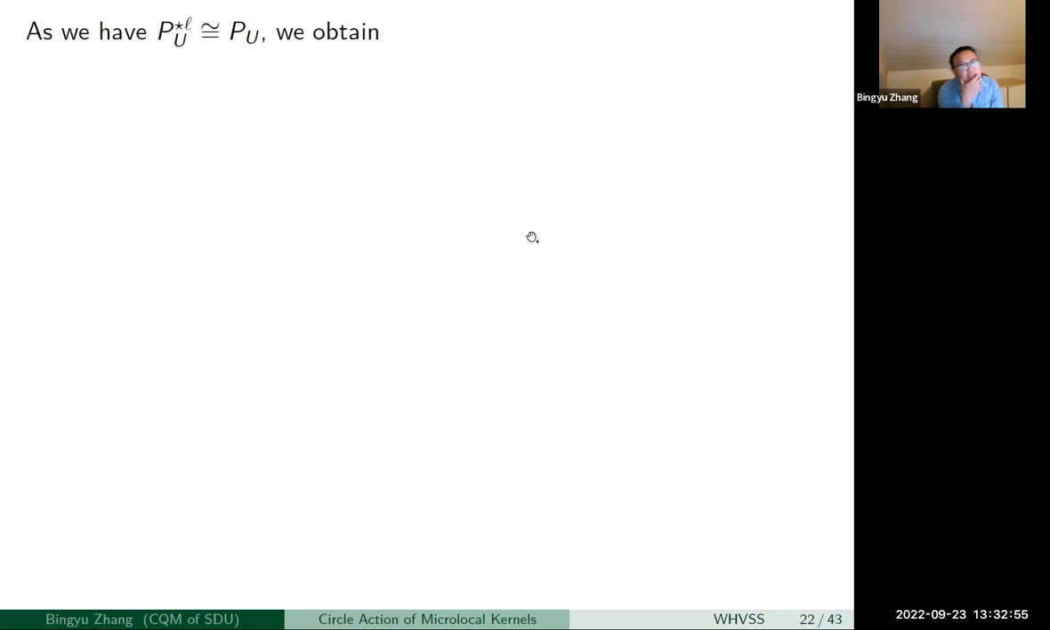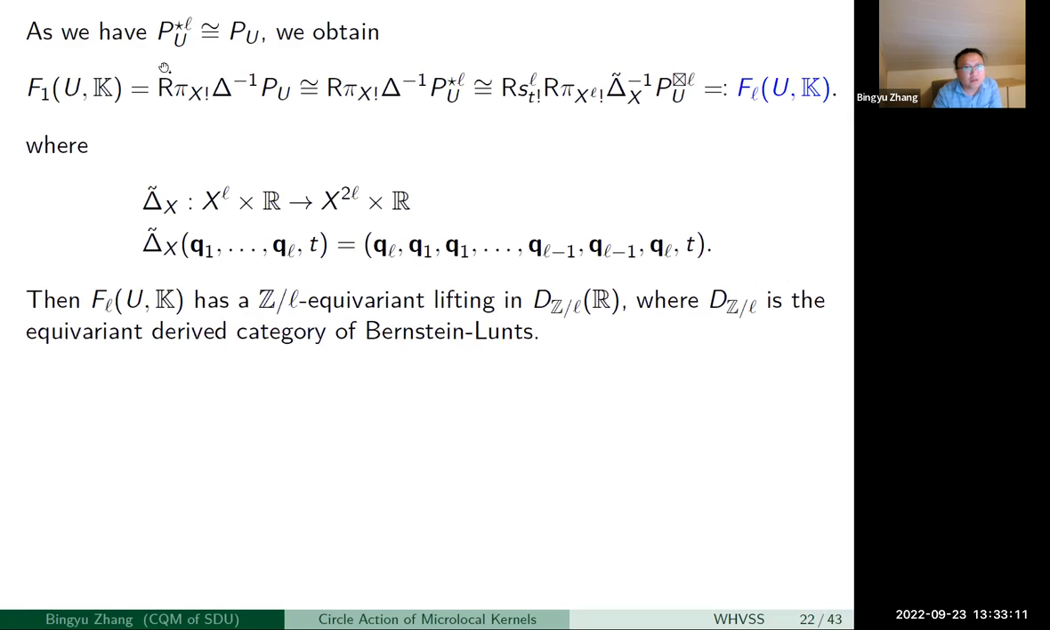Now we can start our main construction. The point is that we start from our idempotent identity, PU is isomorphic to PU convolution with itself L times. Then we plug it into this functor here, and we use the idempotent identity first. Next we express it in the second line, in the second part, the right hand side, and we call the right hand side FL.